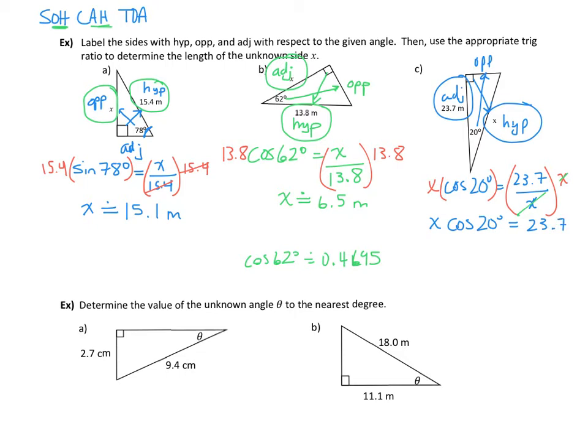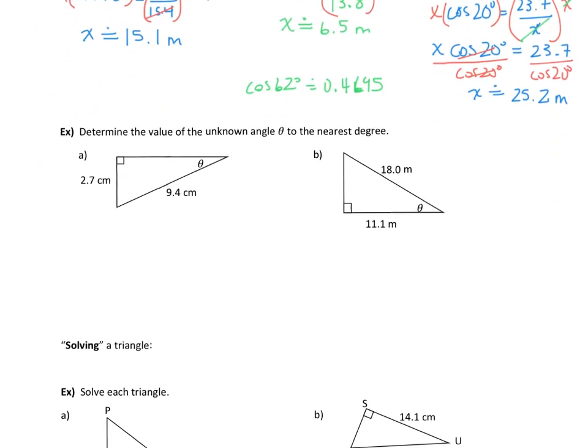Now to get x by itself, we're going to divide both sides by the cosine of 20 degrees, to eliminate it from the left side, leaving you with x is approximately equal to, and again, I'm going to put that in my calculator, 23.7 divided by the cosine of 20 degrees, which equals approximately 25.2. 25.2 meters. All right, so hopefully that's working out for you.